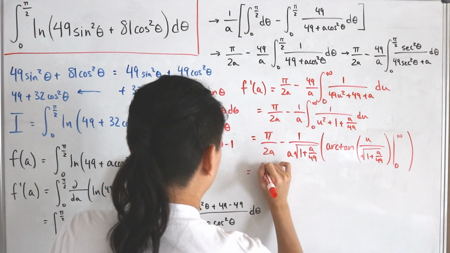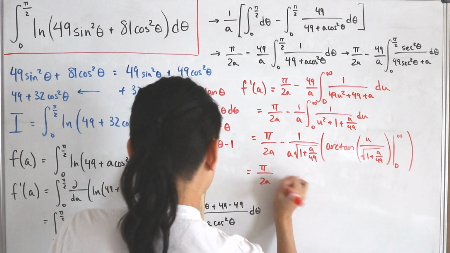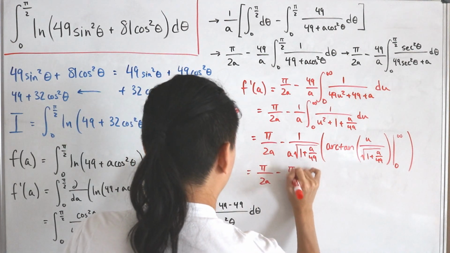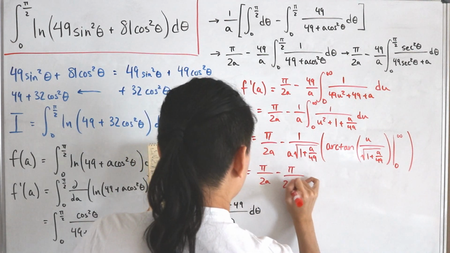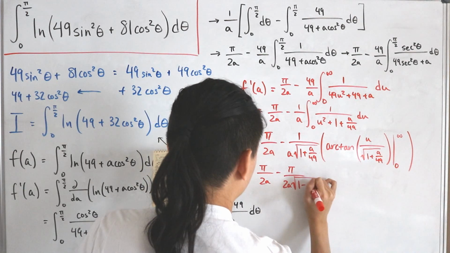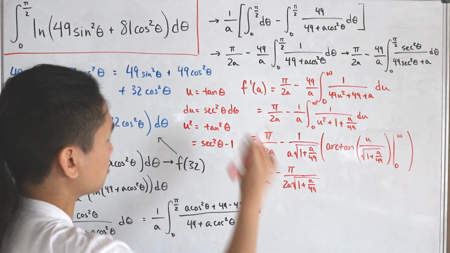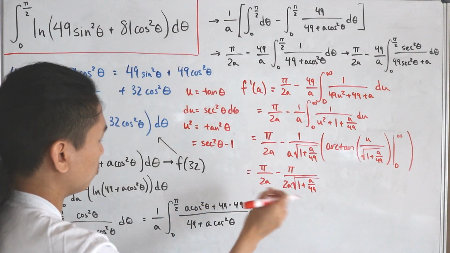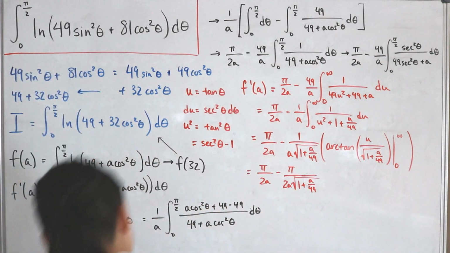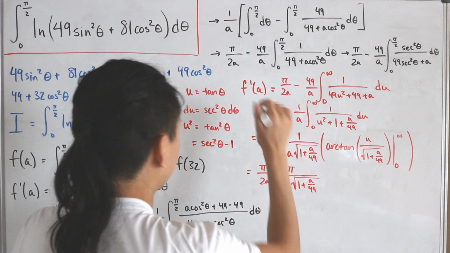And so simplifying even further, we have pi divided by 2a, then subtract pi divided by 2 times a, then multiply with the square root of 1 plus a divided by 49. Therefore, that leaves us with f prime of a equal to the following. So let me underline what we have established.